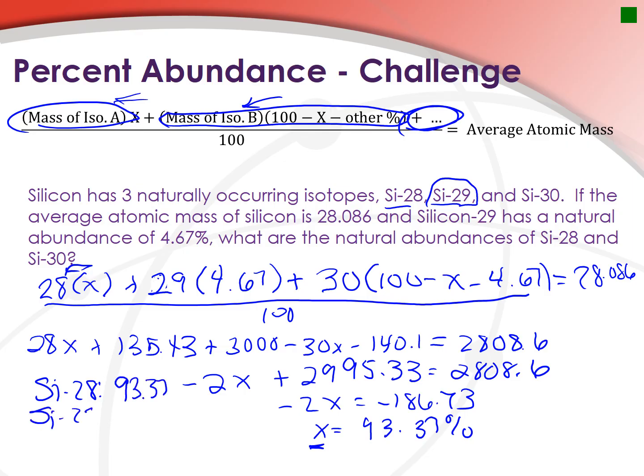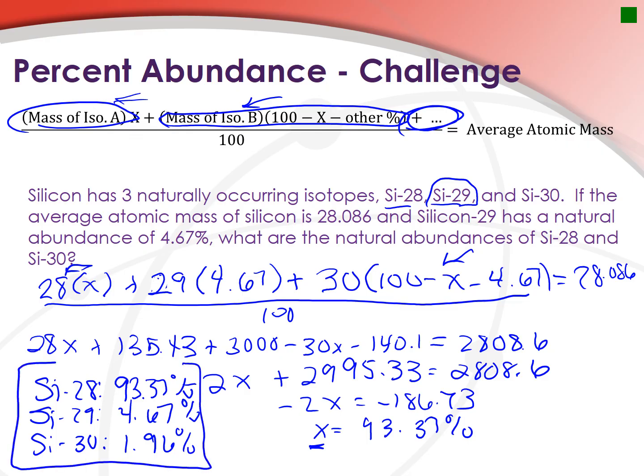Silicon 29, we already were given, that is going to be 4.67. And then silicon 30 is easy to solve. I can either put it in here and do 100 minus the 93.37 minus 4.67, or I can figure out what numbers you're just trying to add up to 100. So what number adds up to 100 with the 4.67 and the 93.37, and I get 1.96%.